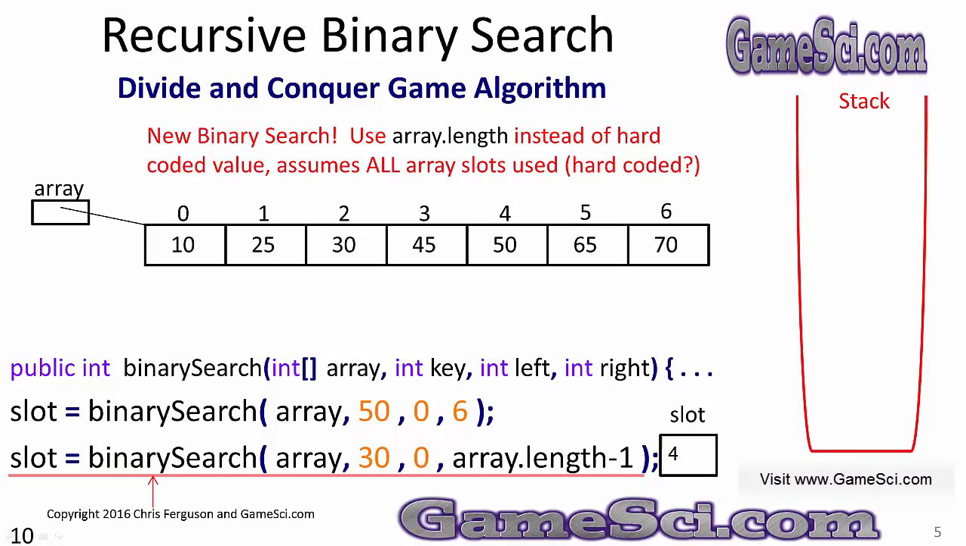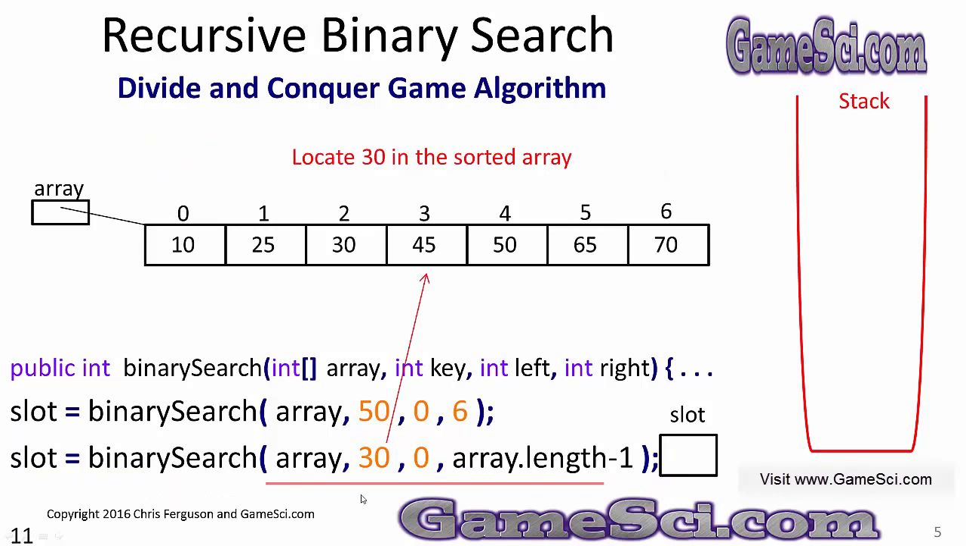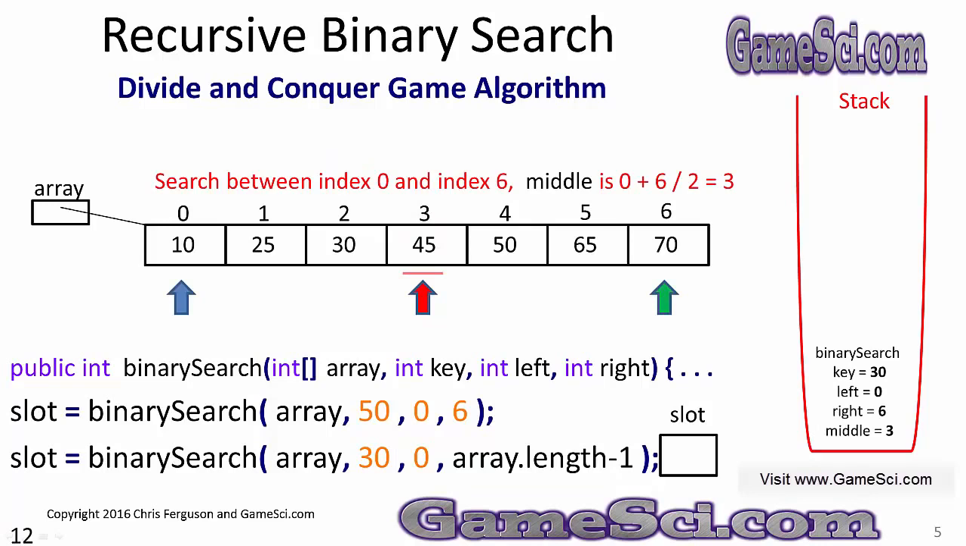So let's do our search again, this time for 30. Execute the call to binary search and pass it 30 as the parameter. Compare 30 to the middle item, right? And locate 30 in the sorted array. Binary search is now executing. Binary search is executing between 0 and 6.